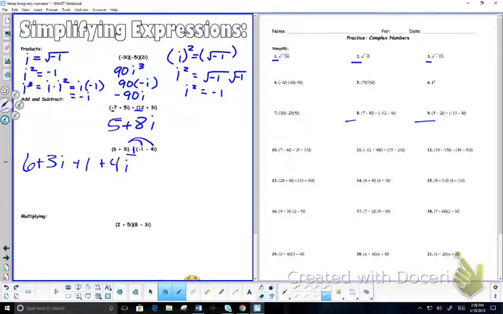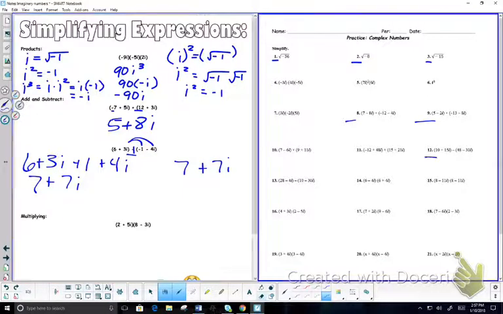I'm showing you one way. 6 plus 1 is 7, 3 plus 4 is 7i. Or you could say 6 minus minus 1. What's minus minus? Plus, so 6 plus 1 is 7. 3i minus minus 4i. Minus minus is plus. So 3i plus 4i is 7i. Whichever one works for you. Bounce over, let's do 12 and 13.